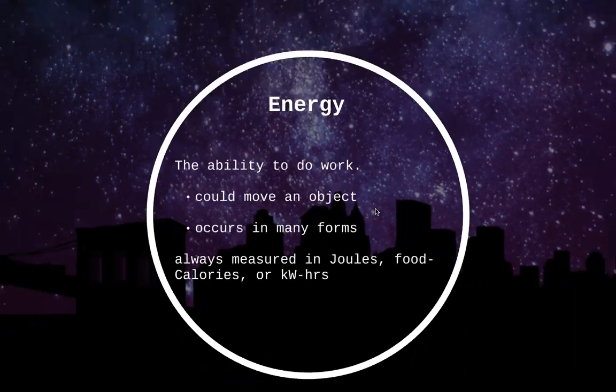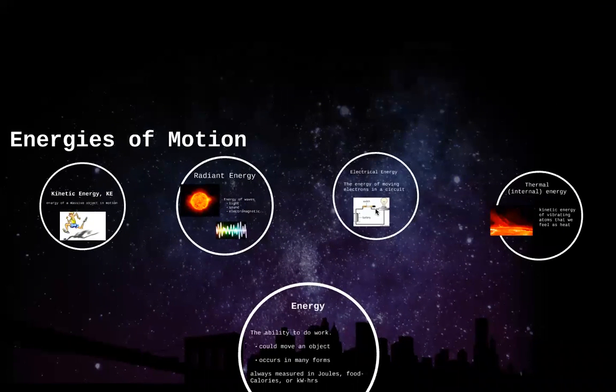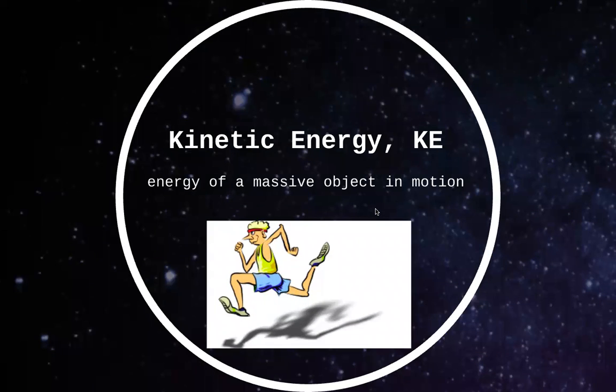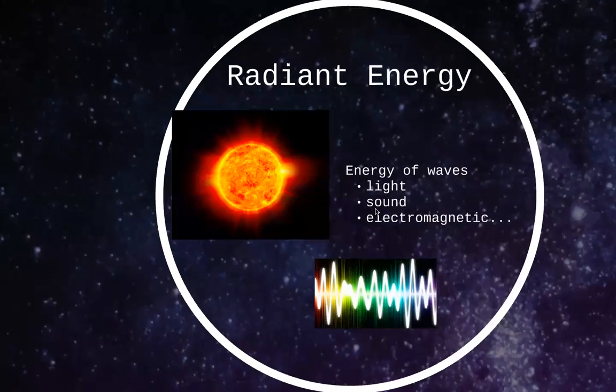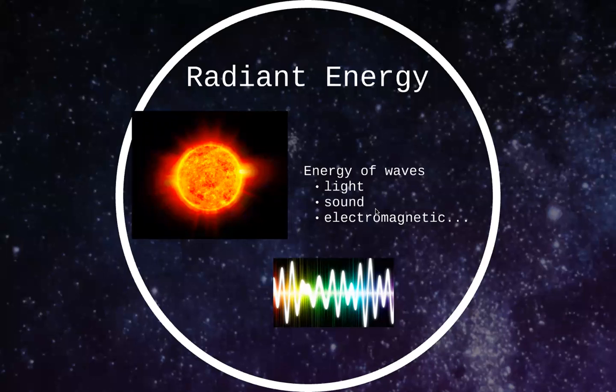If an object is literally moving, we call those energies of motion. And those are kinetic energy, that's the energy of a massive object in motion. Kinetic energy symbol is Ke, and it's measured in joules, just like all the energies are. Radiant energy, and that's the energy of waves like sound or light, or any of the electromagnetic waves. Radiant energy isn't really going to have its own separate symbol just yet. We'll get back to it when we do the light unit.